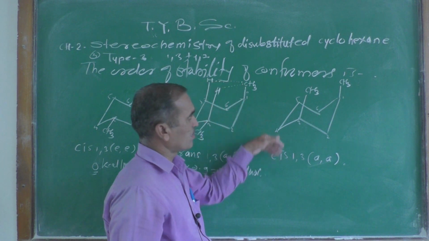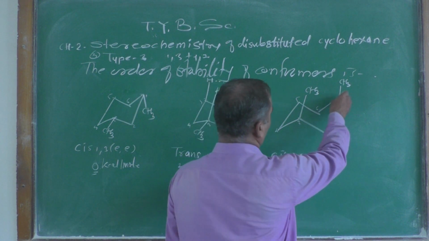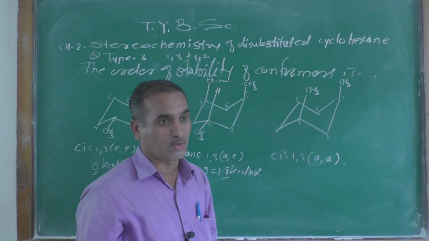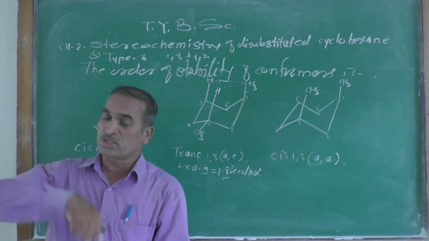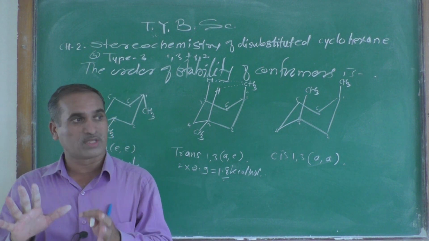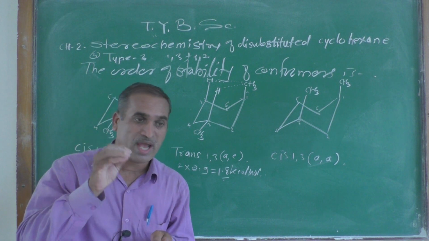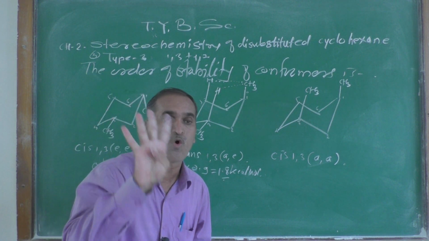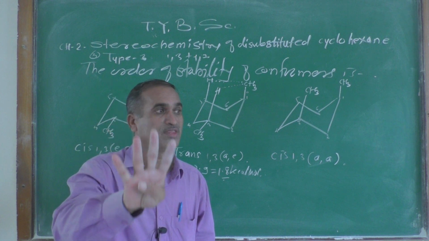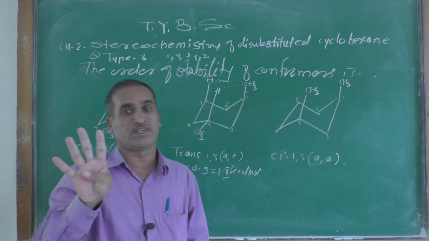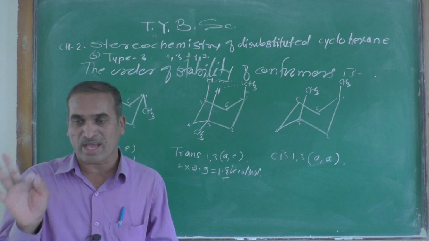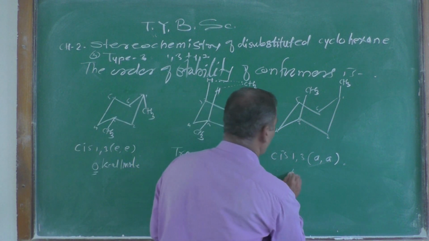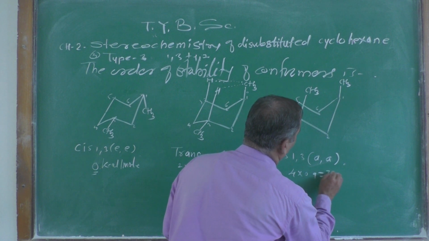Now look here, these are cis, so at the 1 and 3 positions there is a methyl group, and this is also a methyl group. Yesterday I told you that if 1,3 diaxial CH3 interactions are there, they produce 4 times the 1,3 diaxial interaction of hydrogen. You know that the 1,3 diaxial interaction has 0.9. So with a methyl group, 4 times 0.9 gives 3.6.